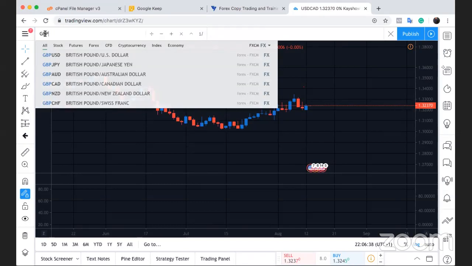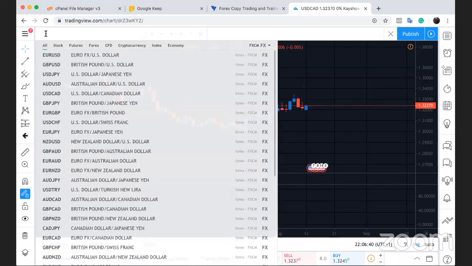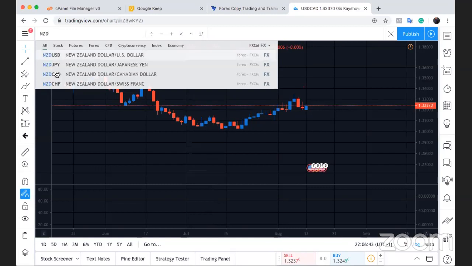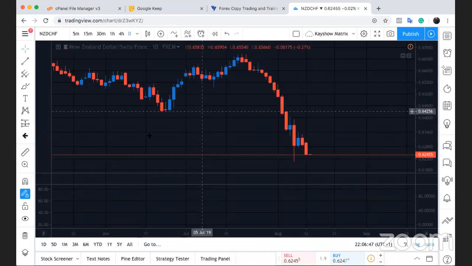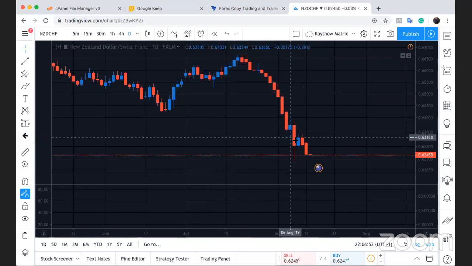So if you want to change your pair, maybe I want New Zealand Swiss franc, I'll click on that. This is the daily chart for that. Wow, I like seeing things like this in charts. It gives me a direction. It tells me price is moving heavily. I don't like seeing up and down, up and down, up and down. It means price is consolidating.